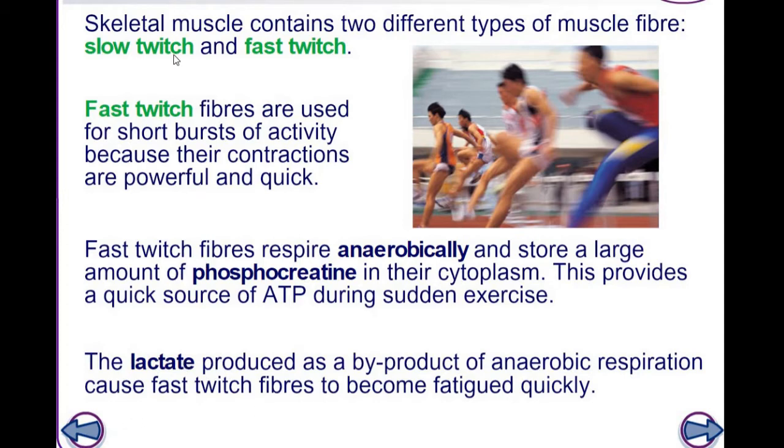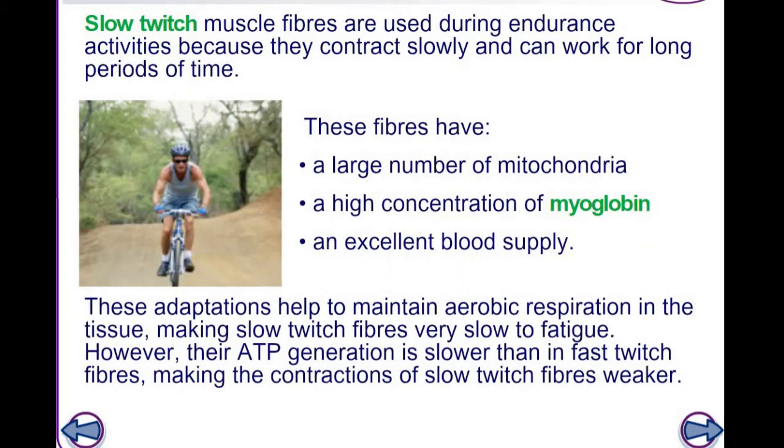So that's fast twitch. Slow twitch is much slower. That's going to be done aerobically. As well as that, in slow twitch fibres, there's a couple of differences between them. They have a lot of mitochondria. Now that makes sense if slow twitch fibres are working aerobically, so they require oxygen. That's going to be used in aerobic respiration in the mitochondria.